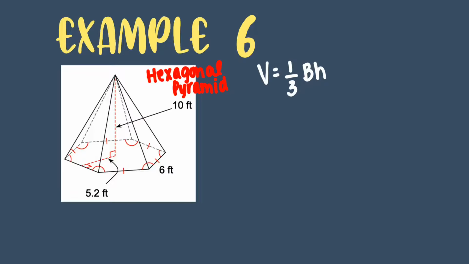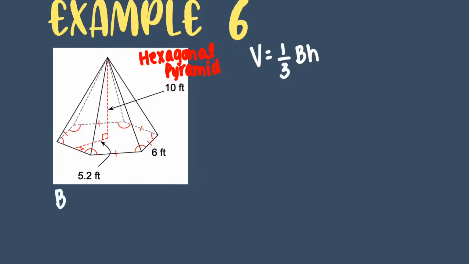So I'm going to first find the area of my base. So it is a regular polygon. So apothem times perimeter divided by 2. When I look, my apothem is right here at 5.2.